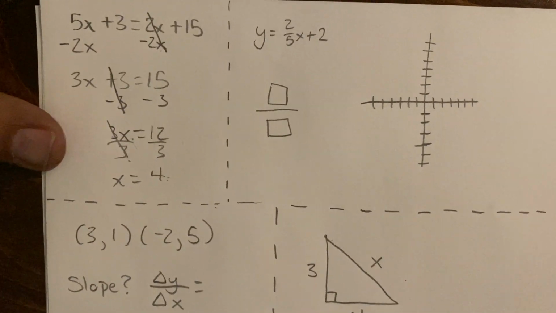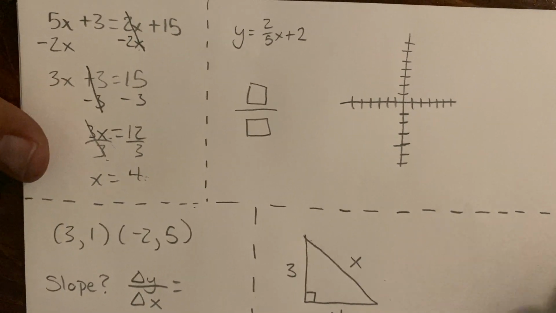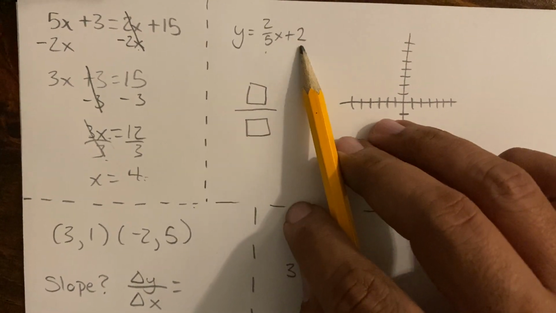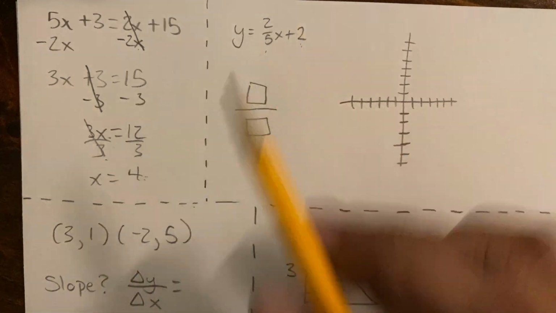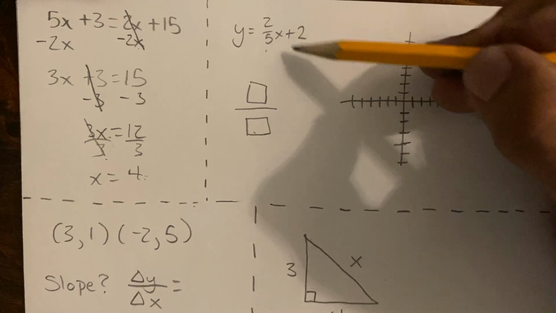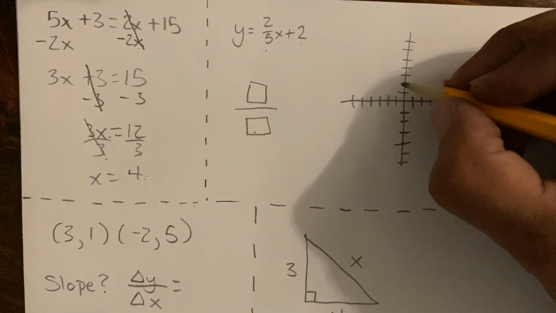So now let's work on this part here. This is slope intercept form. Why is it called slope intercept? Because that's the slope and that's the intercept. The intercept is a number by itself and the slope is here. Right now, this is telling me we start on the 2. So that's 1, 2. So that's our first dot.